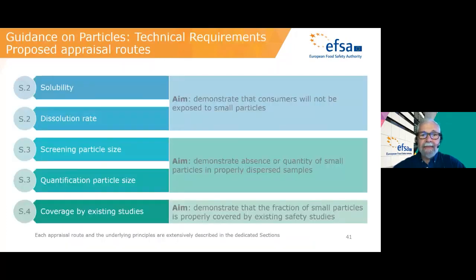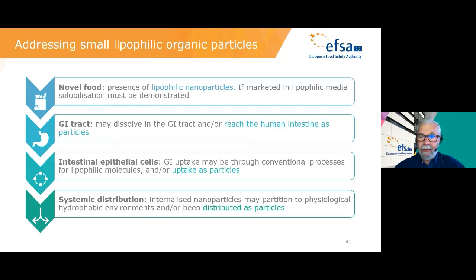Let's start with the first guidance, the guidance on particle technical requirements. This guidance offers different appraisal routes that the applicants need to follow in order to demonstrate that the conventional risk assessment, the typical one not including nano considerations, is sufficient. The first appraisal route covers solubility and dissolution rate to demonstrate that consumers could not be exposed to small particles. The second is particle size distribution, to demonstrate that even if the material has particles, they are large particles, not at the nanoscale. And the third one is the coverage of the existing studies. The applicant may decide to demonstrate that the material includes a fraction of small particles, including nanoparticles, but this fraction is well covered by the existing safety studies. Each appraisal route is independent, so demonstrating that the criteria for one appraisal route are fulfilled should be sufficient.